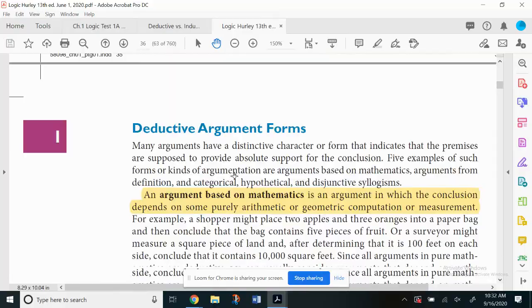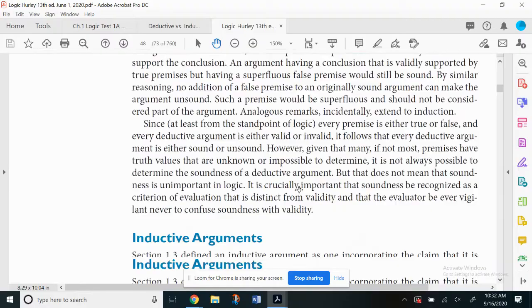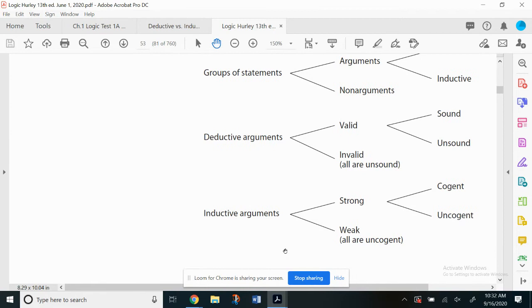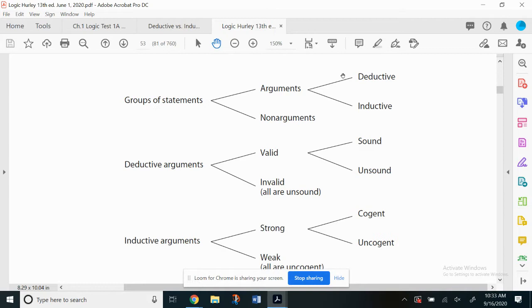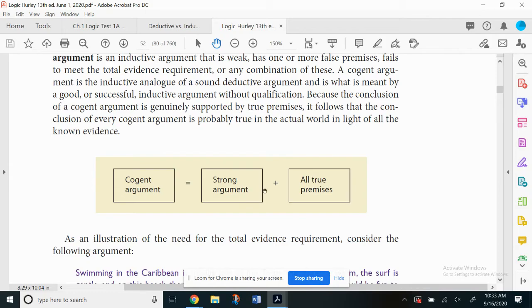This is a very good review. I think it's in 1.4. We'll find out. Yes. So right here. There you go. In order to have a cogent argument, you must have strong plus true premises, right? And you can see this really good review down here. You got statements, groups of statements, deductive, inductive, and it's telling you about them. But my point is when you're looking for a cogent argument, you need two conditions. You need true premises, you need strong argument.